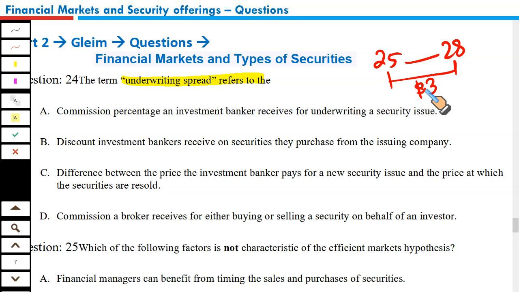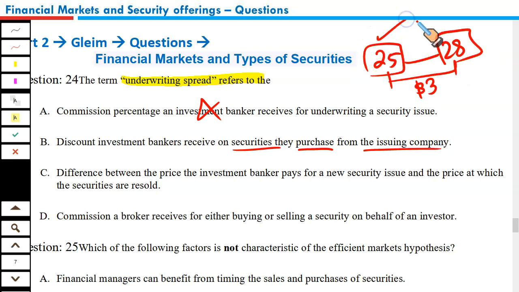You just need to look for the option that matches this arrangement. A commission percentage? Not a commission percentage. A discount the investment banker receives on securities purchased from the issuing company? Not a discount, basically you purchase it at 25 and sell it at 28. So the difference between what you pay the issuing company and what you sell it for to the general public. So it's going to be C, the difference between the price the investment banker pays for a new security and the price at which the securities are sold. This is what you call the underwriting spread, right? So that is C.